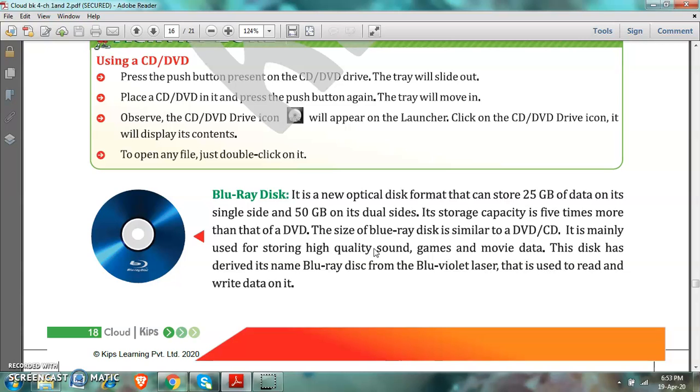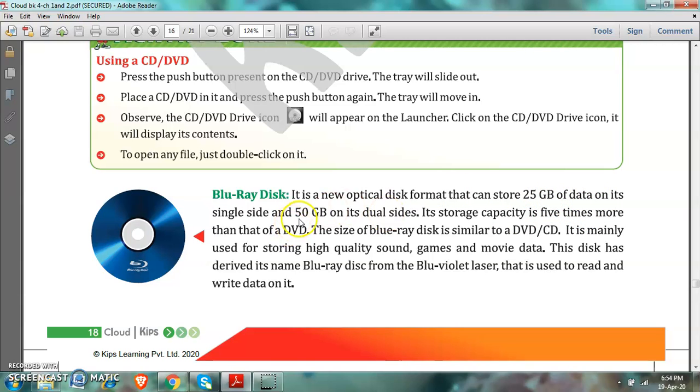These three are similar as per their visibility but different with the storage capacity. It is a new optical disc format. See, the capacity of storing data is more than DVD, 25 gigabyte. The highest storage capacity in DVD was 17 gigabyte. But here, 25 gigabyte. So you can see the memory unit is higher than the DVD.